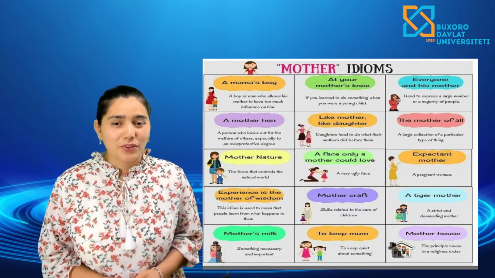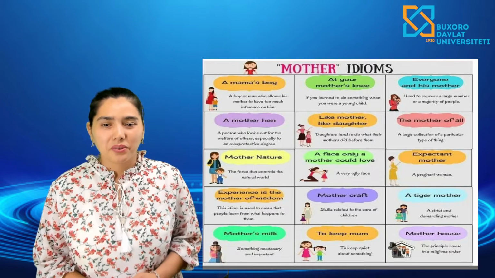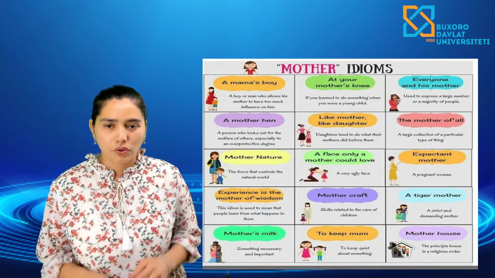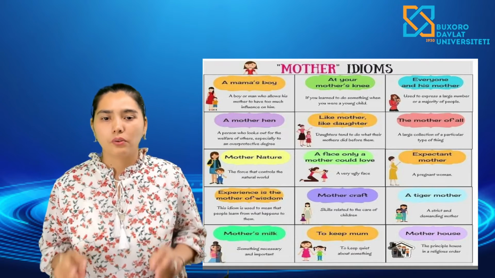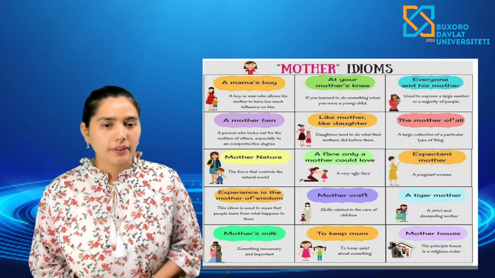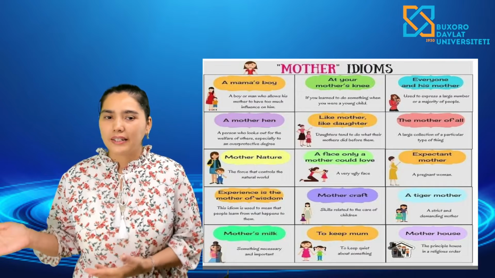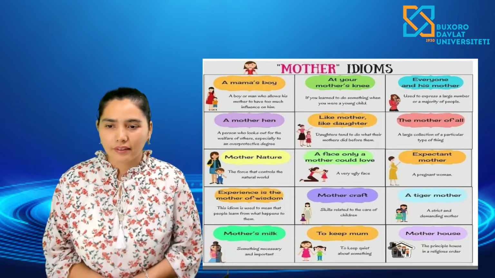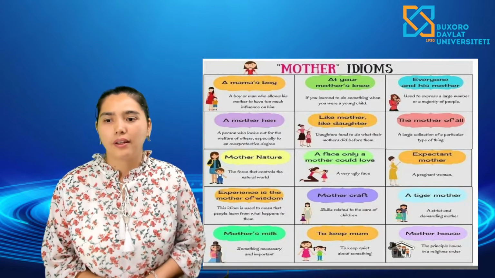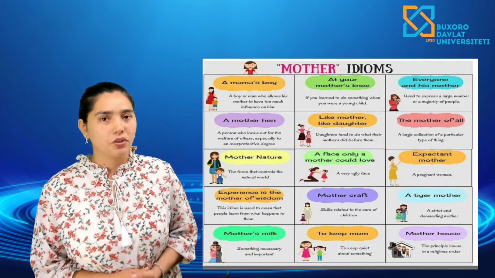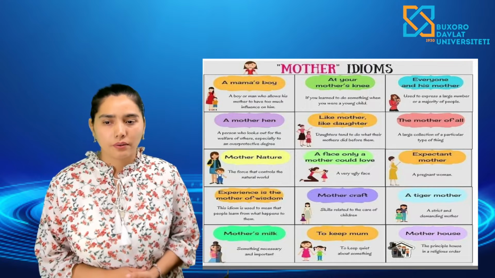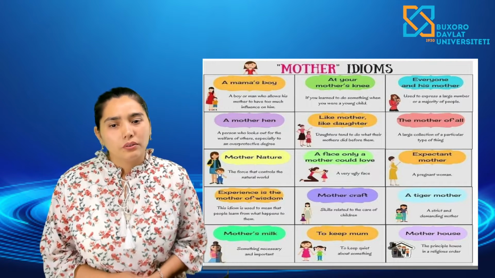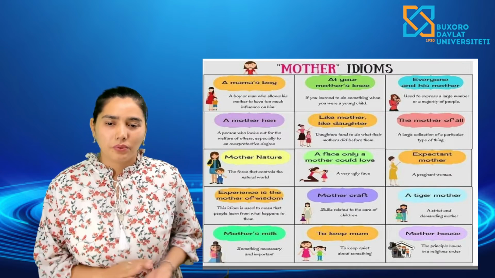At your mother's knee, if you learn to do something when you were a young child, like you learn the knowledge from early childhood. Everyone and his mother, it means use it to express a large number or majority of people. A mother hen, a person who looks out for the welfare of others, especially of a protective degree. Like mother, like daughter. Daughters tend to do what their mothers did before them.